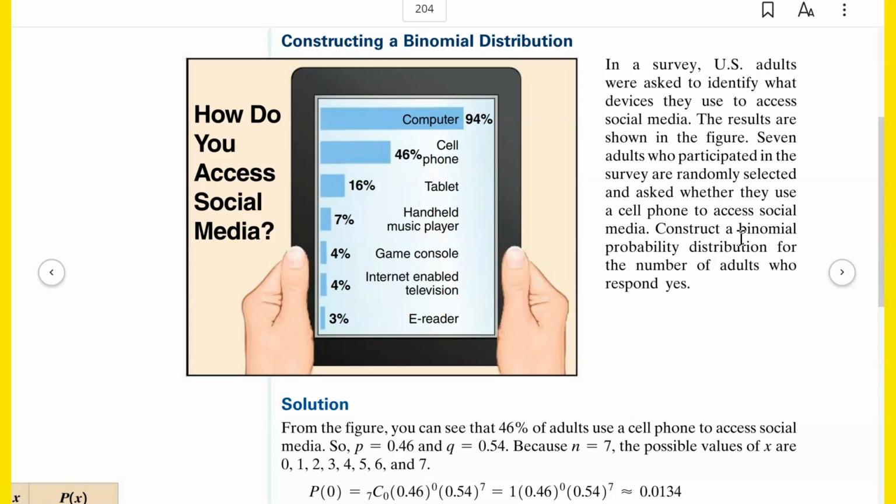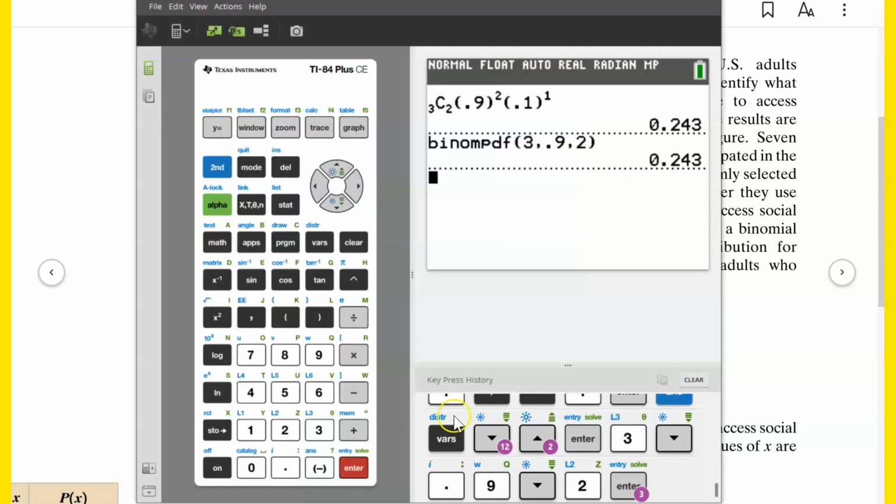What are the possibilities? Out of those 7 adults, it could be none of them use a cell phone. It could be 1 of them does, or 2 of them, or 3 of them, all the way up to all 7 of them use a cell phone. I've got to figure out the probability of each of those possibilities. So I'm going to go to my calculator. Well, actually, the easier way, we've already said, is to do the Binomial Pdf.